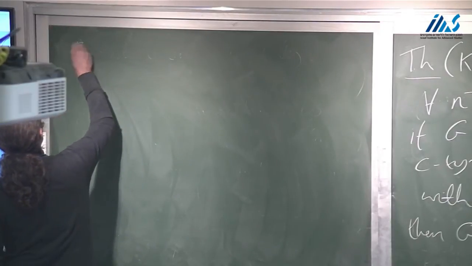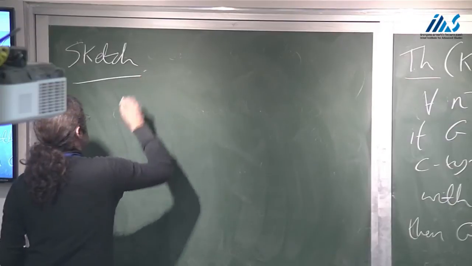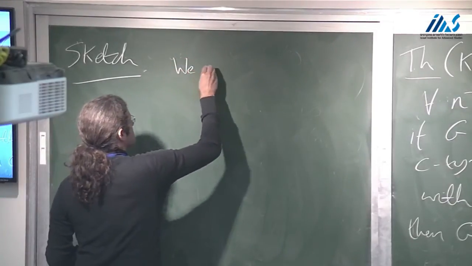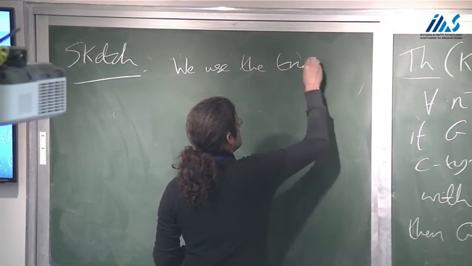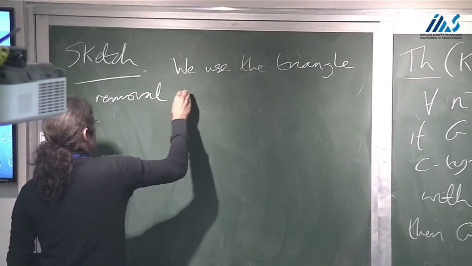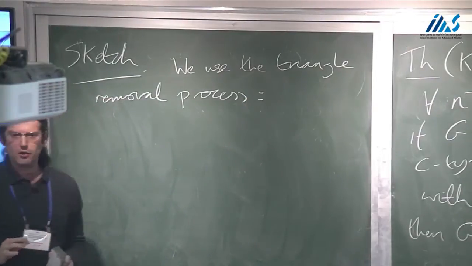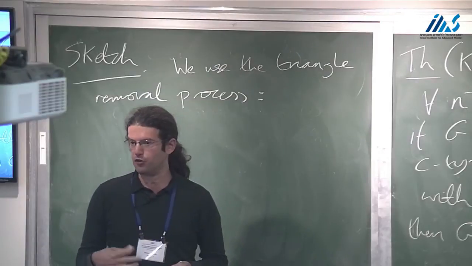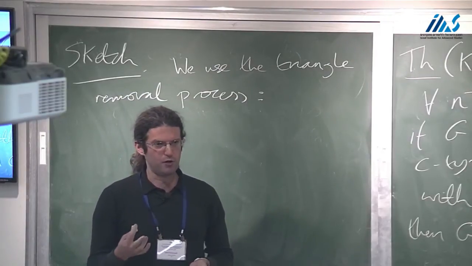That's our sketch. So we use the triangle removal process. I should say I'm thinking about a Steiner triple system as being a triangle decomposition of the complete graph on n vertices. What is the triangle removal process?